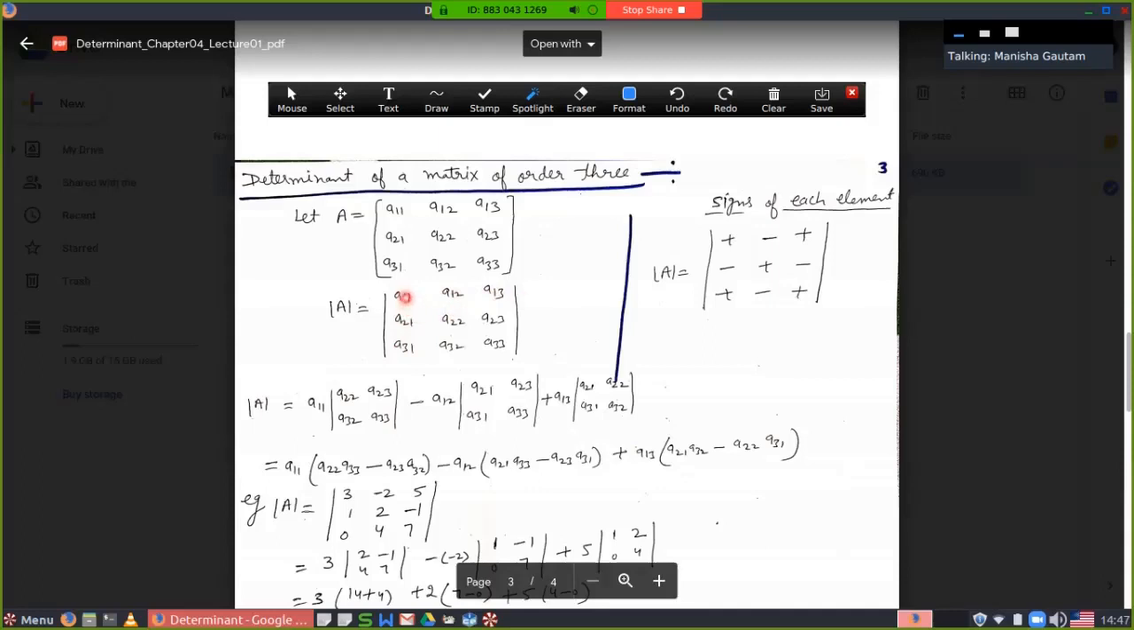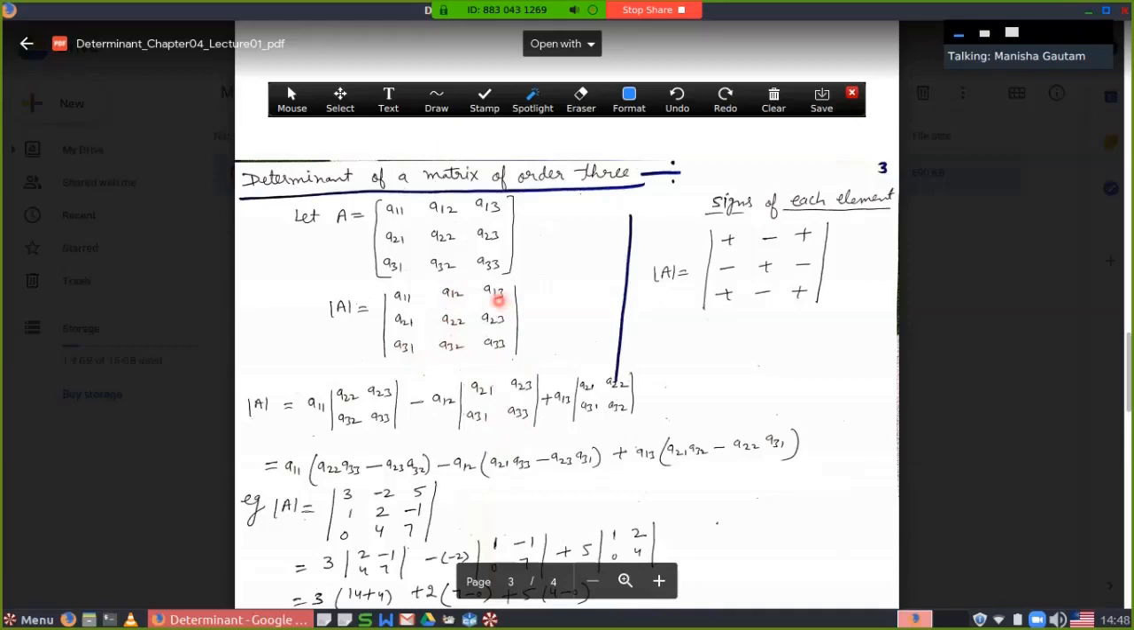First row and first column are left out. What is left here? A22, A23, A32, A33. A 2 by 2 determinant is there. Now take A12. First two elements I am using to calculate the determinant. A12 has a minus sign. It means put here minus of A12 and leave the first row and second column. What elements are left? A21, A23, A31 and A33. A 2 by 2 order determinant.